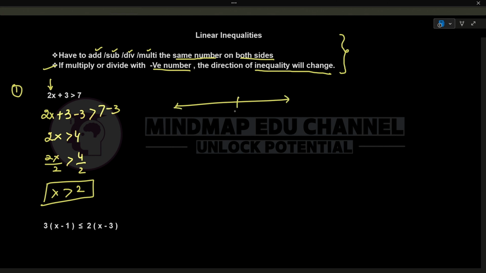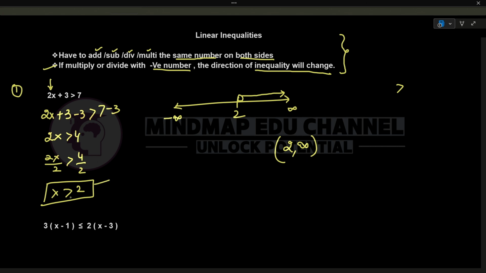So, here it's 2. On the left-hand side we have minus infinity, on the right-hand side we have plus infinity. And over 2 we will have an open circle because there is no equal to sign. It's just a greater than sign. So it's an open circle. And x greater than 2 means it is towards positive infinity. And how are we going to write it in interval notation? It will be (2, infinity) with these brackets.